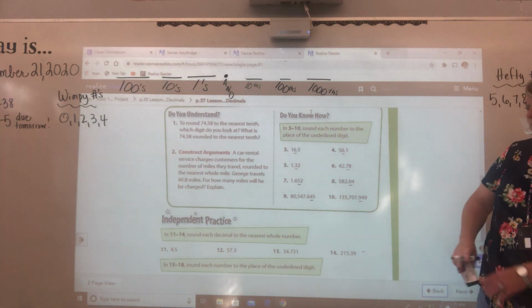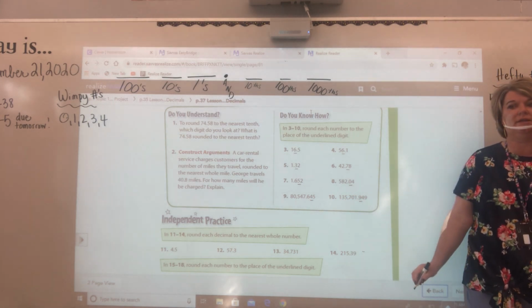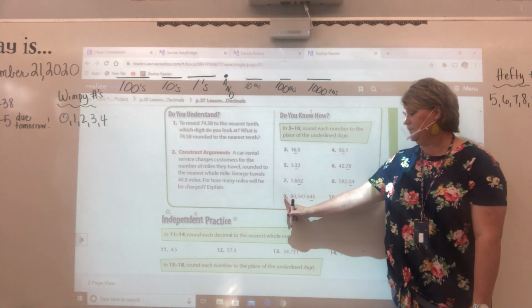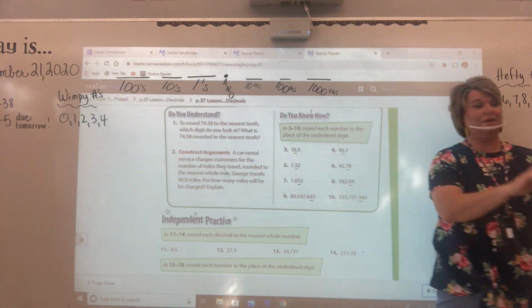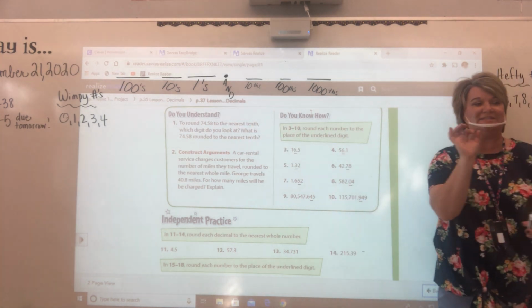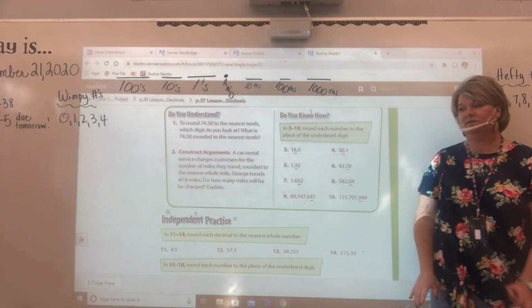Ooh, this is a hard one. Let's see if I can pick on somebody that can even say this number correctly. Cooper, now you got to make sure where it lands, okay? And don't forget, I'm going to give you a huge hint. Only say and when you get to the decimal, okay? Let's see if Cooper can say it.